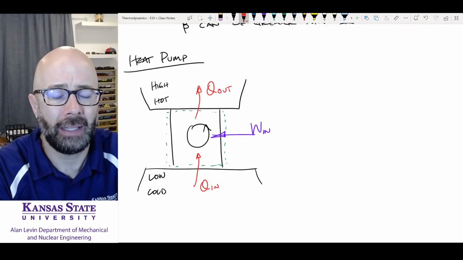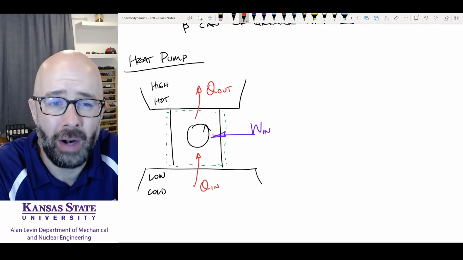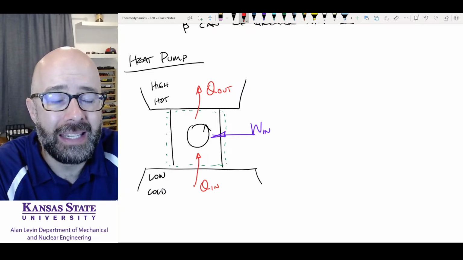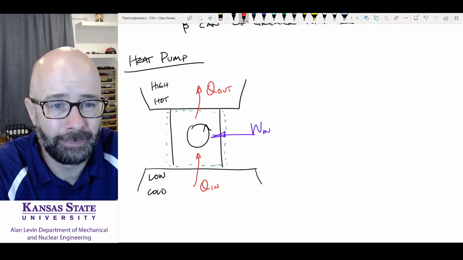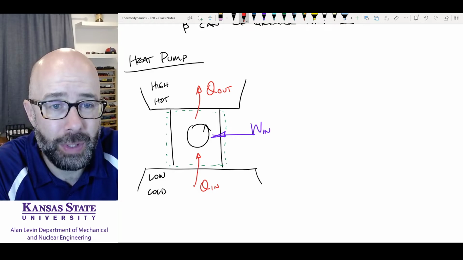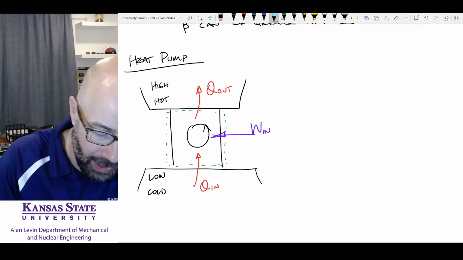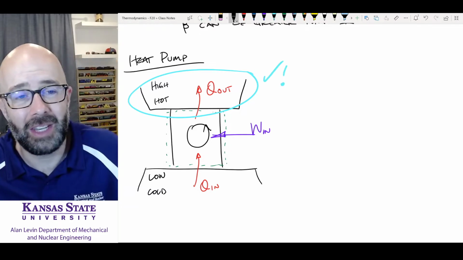And you may look at that and say, Dr. Wanklund, that's exactly what a refrigeration cycle is. And you are exactly correct. It's the same thing as a refrigeration cycle. The difference is in the refrigeration cycle, we were concerned about the Q in. In the heat pump cycle, we're concerned about the Q out. Okay? So that's now the big thing. Now we're concerned about up here. But the analysis is going to be largely the same.